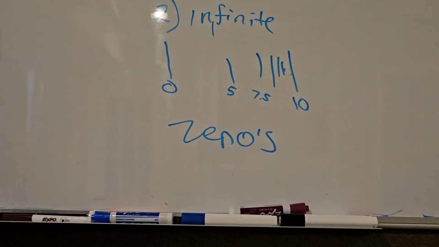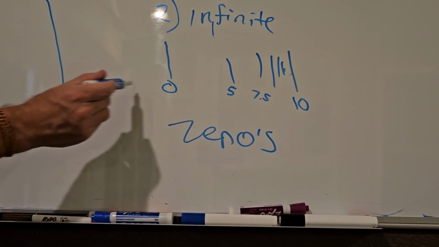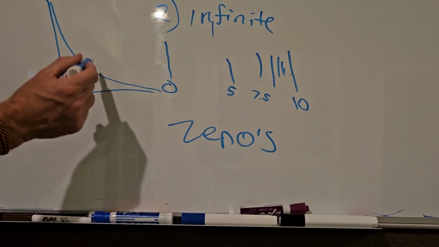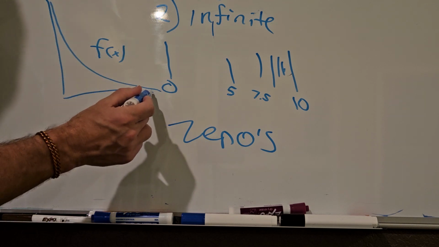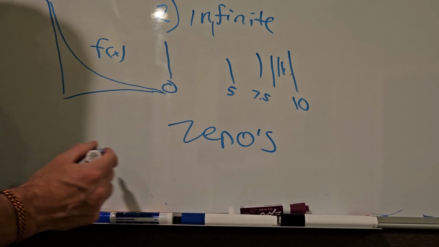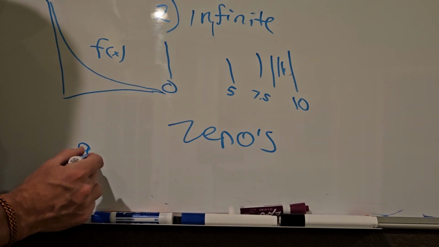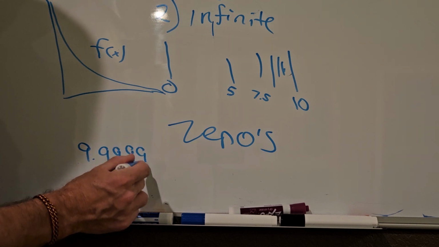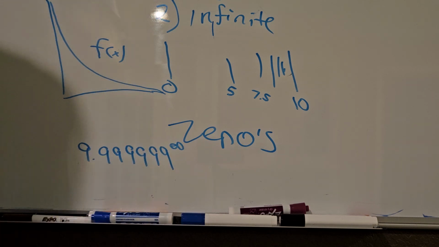So if you put that over here, just checking if you can see that on a chart, it would look something like this. It would be a logarithm. And that function would never get to 0. So if you wrote it down in numbers, it would be something like 9.9999999, infinite nines, okay?